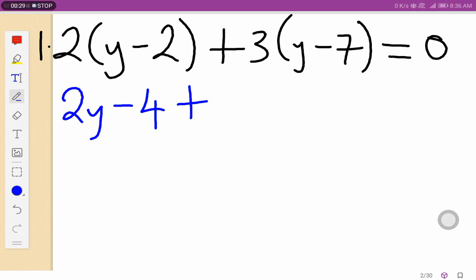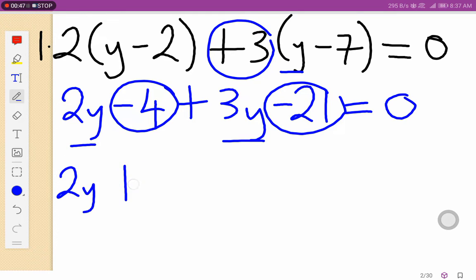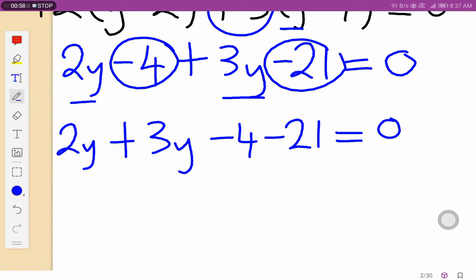Then plus 3 times y, I get 3y. Then plus 3 times minus 7, I get minus 21 is equal to 0. Now that I have this, I group like terms together. So I have 2y plus 3y, then minus 4 minus 21 is equal to 0. Now 2y plus 3y, we get 5y. Then minus 4 minus 21, we get minus 25 is equal to 0.